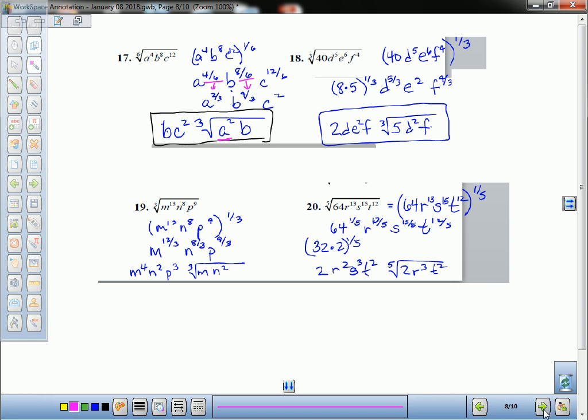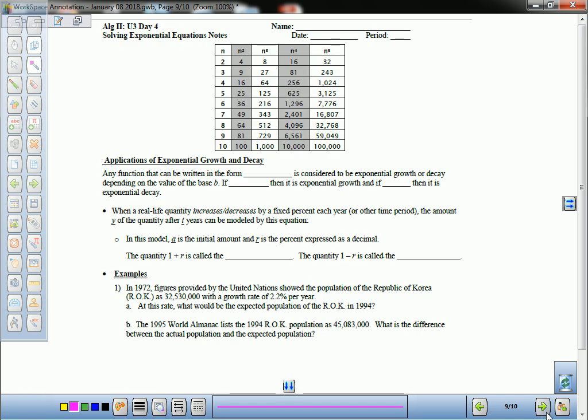Okay, today's notes. Now you should have picked these up when you walked in, but if you didn't, go get them off the bookcase now. And we're going to take a look at exponential growth and decay. The first thing we have up here for your benefit is just some powers. These are numbers squared, to the third power, to the fourth power, to the fifth power. And you can refer to this table when you're working some of these problems.